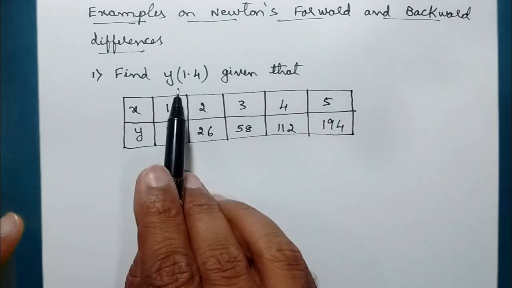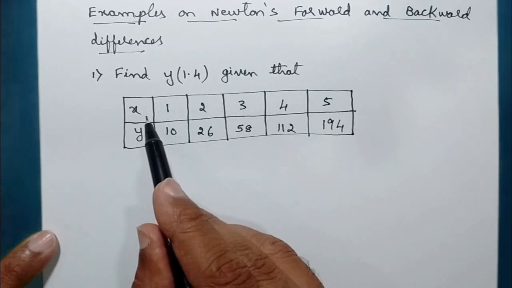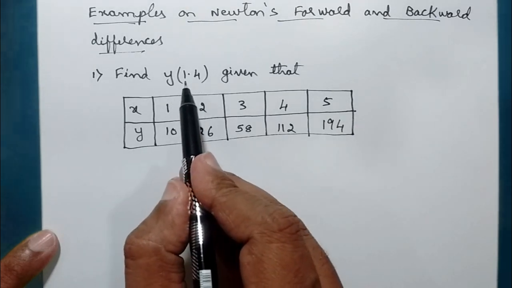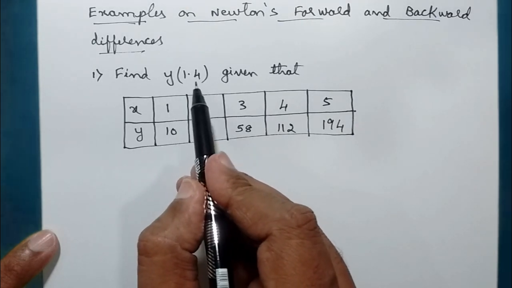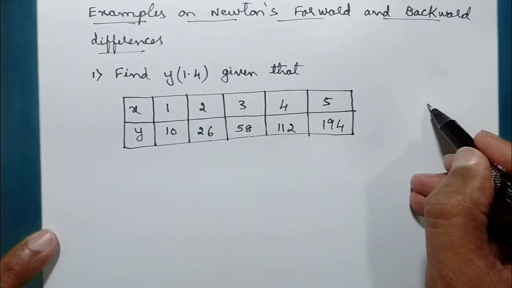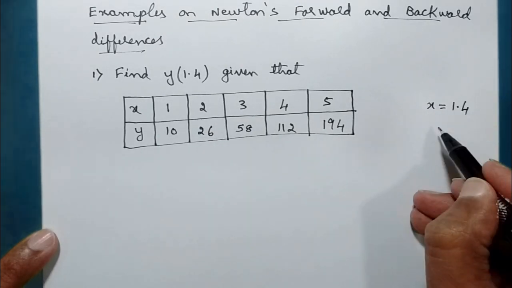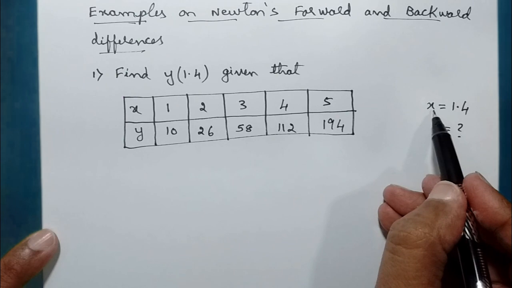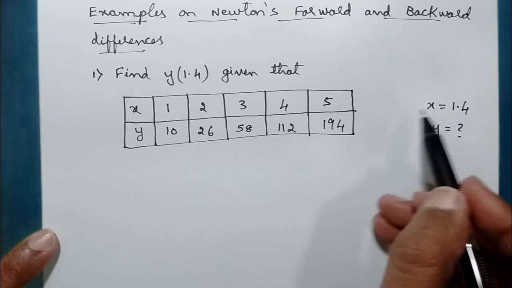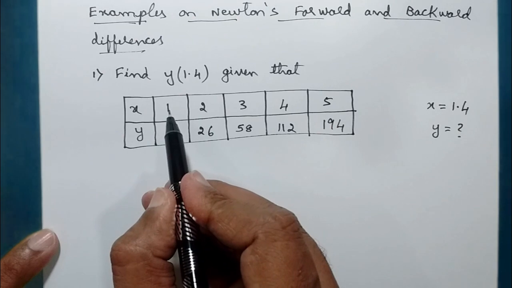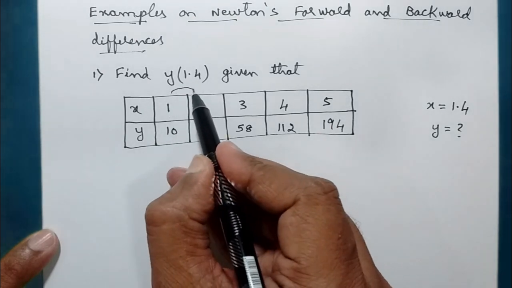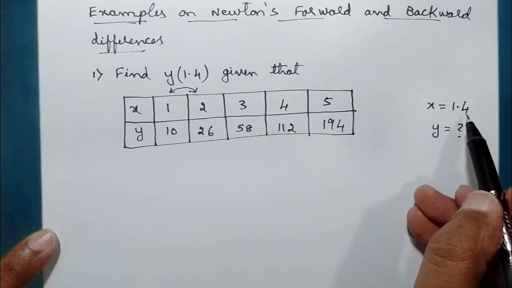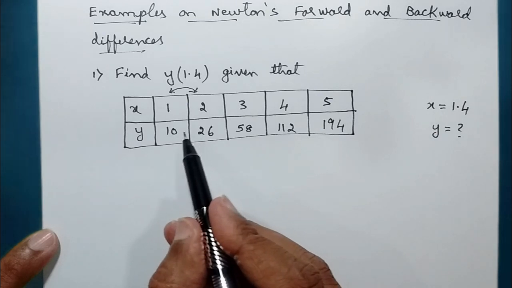So the first question is: find y of 1.4, given that the values of x and y are given over here. So we need to find out the y value at the point x equals 1.4. He is asking us, when the value of x is 1.4, what will be the value of y? That's the question we have. If you try to observe where x equals 1.4 lies, 1.4 is between 1 and 2. So between these two values you can find the value of x.